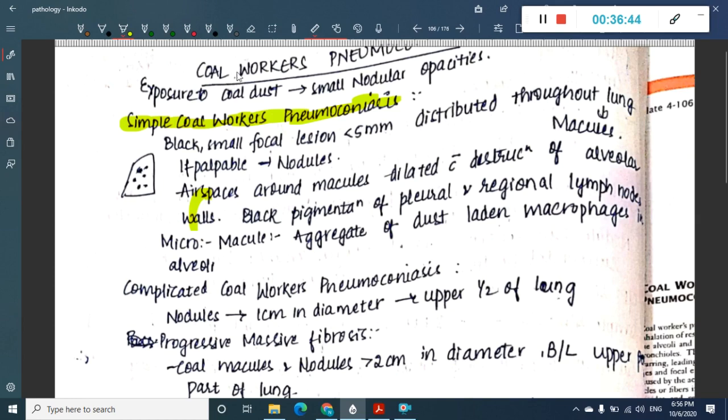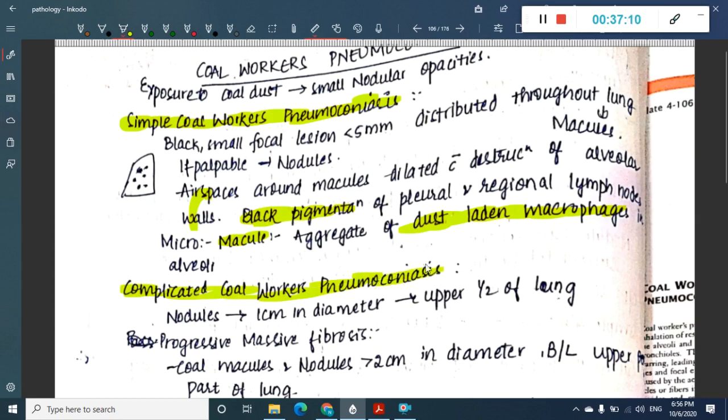What are you going to see in these coal macules? You see aggregation of dust-laden macrophages. And if you see the histology, you will also see black pigmentation in the lung, in the pleural areas, and also in the lymph nodes. Then the second type is complicated coal workers pneumoconiosis.